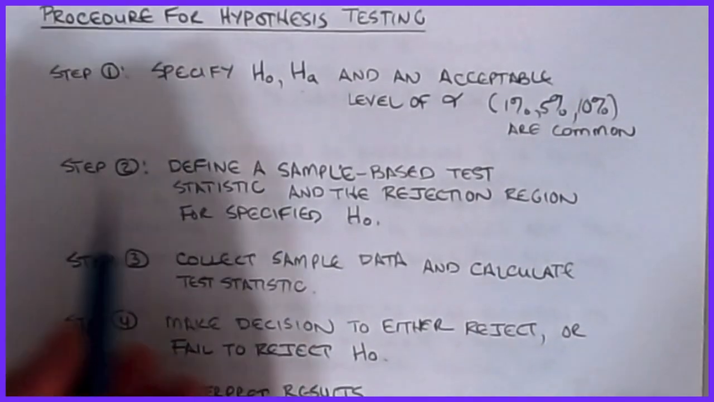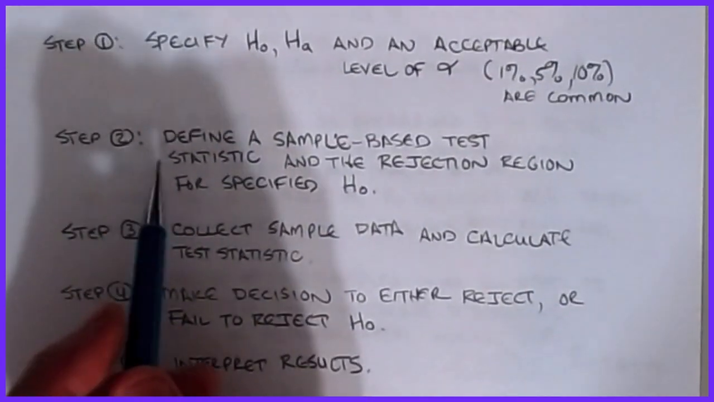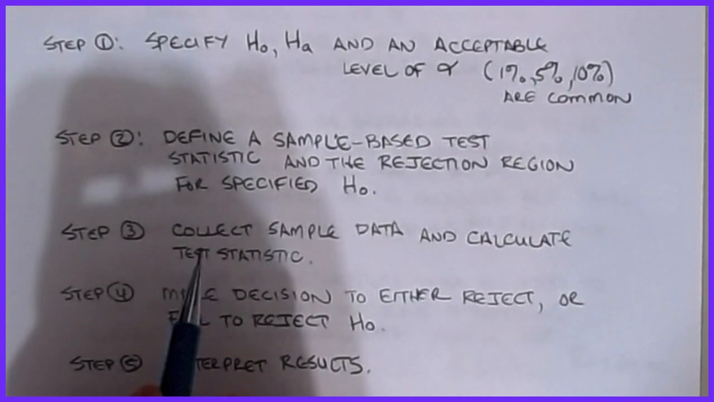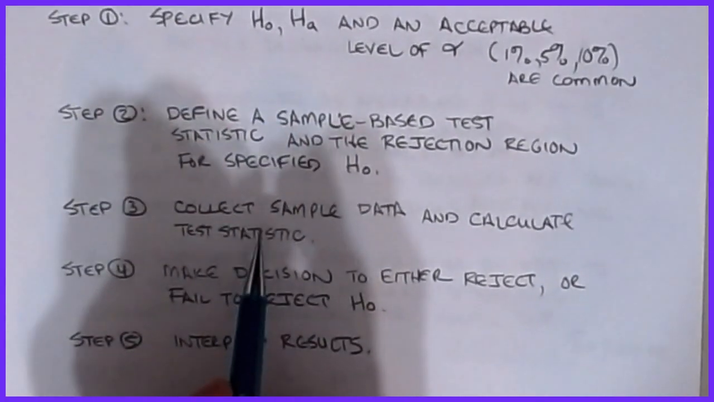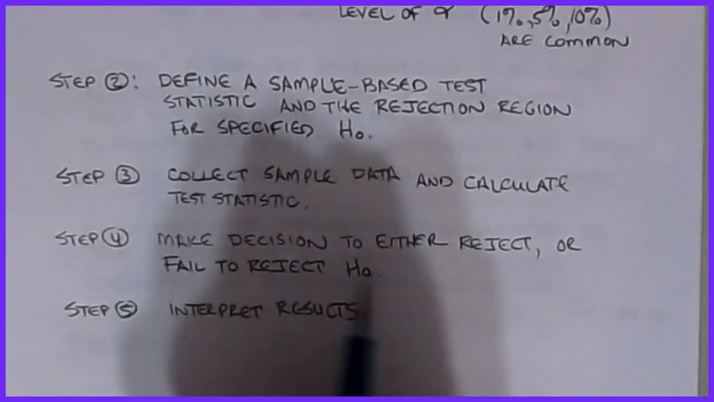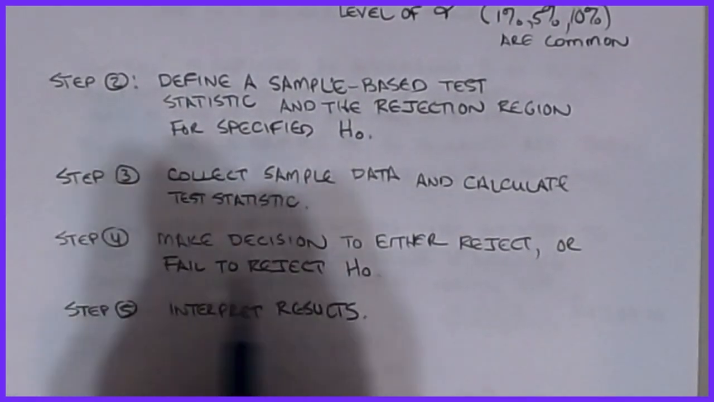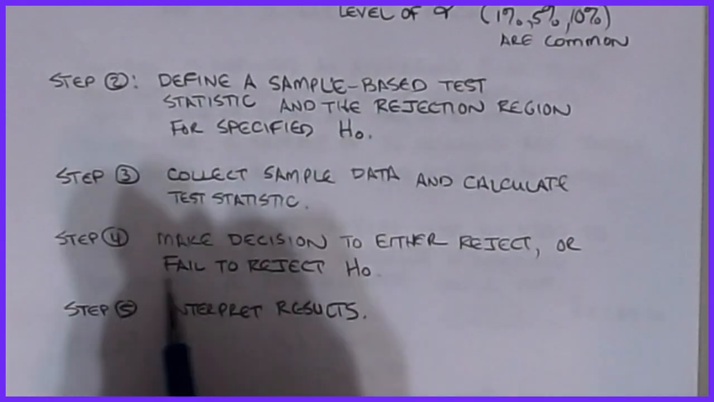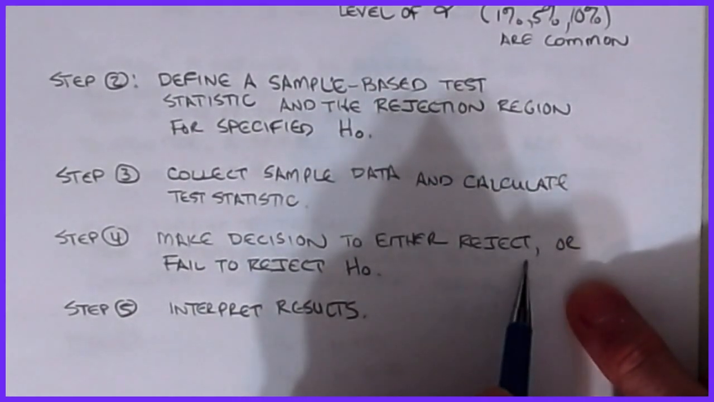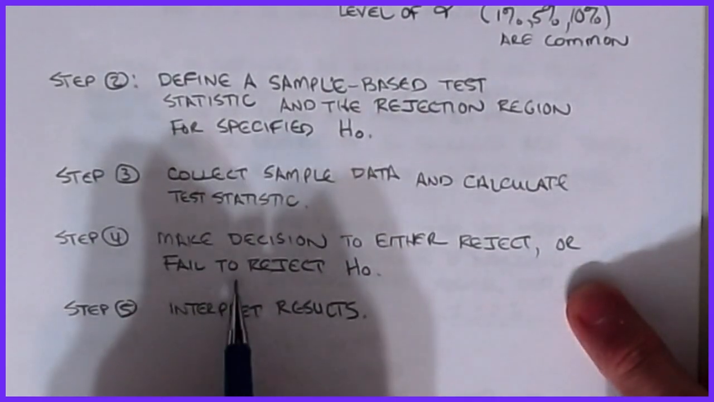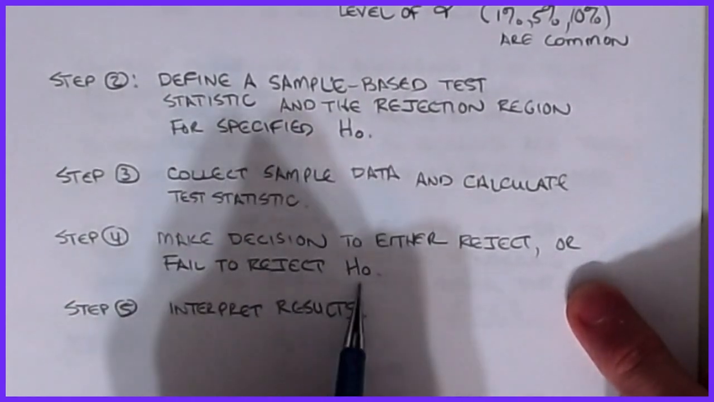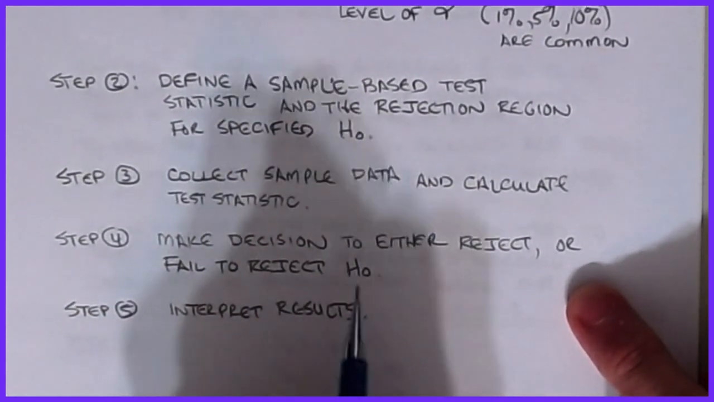Step 2 then is we're going to define a sample-based statistic and the rejection region for the specified null hypothesis. Step 3, we're going to collect sample data and calculate the test statistic. And then step 4, we're going to make a decision to either reject or fail to reject H0. Now, the wording is really important, because I can either reject the null hypothesis, or I fail to reject. It doesn't mean reject and accept. Failing to reject H0 does not mean accept it.